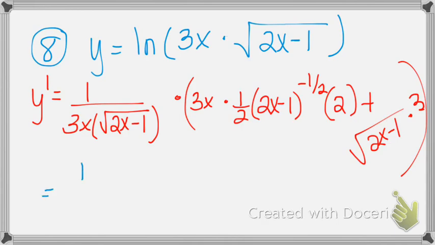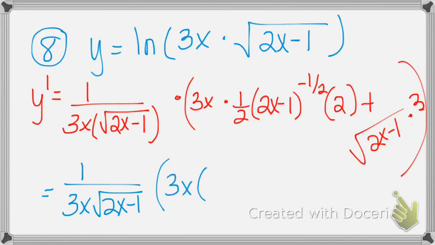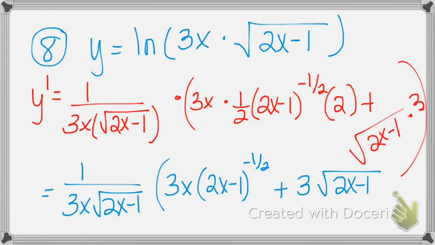Alright, I know this is yucky looking. There's not going to be a lot of things that you can do with it, but we'll go ahead and work it out. So if I multiply this part right here out, really I just get 3x and then this part here, because 1/2 times 2 is 1. So I get 3x times (2x minus 1) to the negative 1/2. And then the next part, there's nothing really to do, so I just get that.